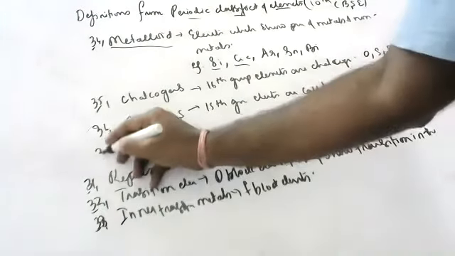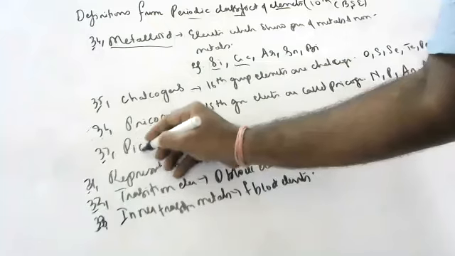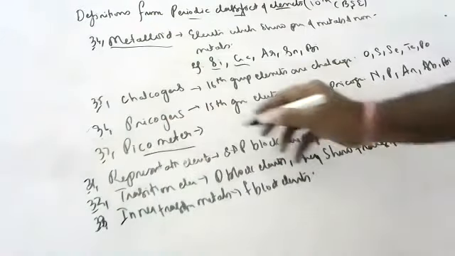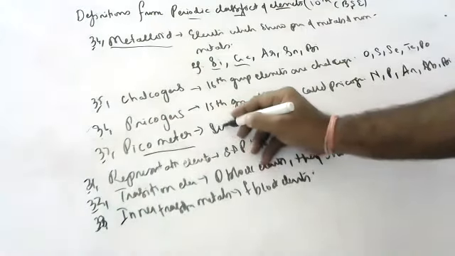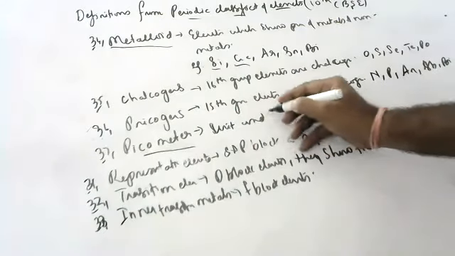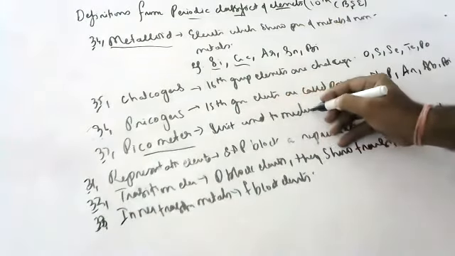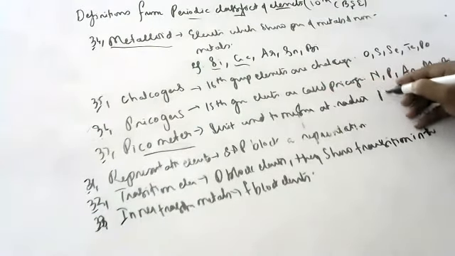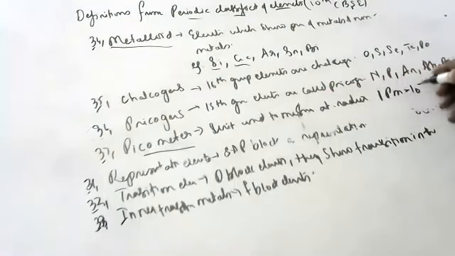Okay, children, last definition: picometer. What is picometer? The unit used to measure atomic size, the unit used to measure atomic radius.